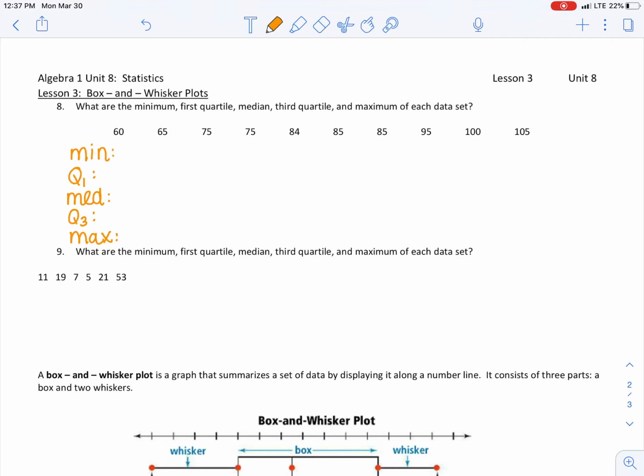Now, the minimum and maximum are probably the easiest to find because the data is already in order. From least, which is 60, so that's our minimum, to greatest, which is 105, so that's our maximum.